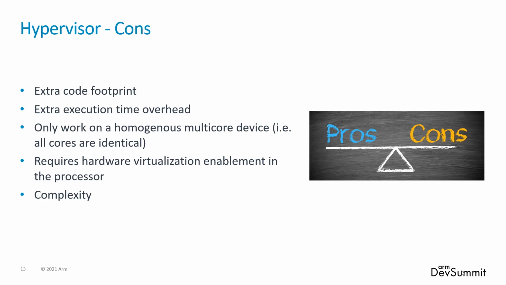To be efficient, it does require hardware virtualization enablement in the processor itself. So with that, there is a little bit more complexity. And when we're talking about complexity, this is where you start thinking about, okay, do I have a pass-through that goes directly to that peripheral, or do I have a virtual driver, a virtual UART or other things that I have to go through? What about sharing? All those other things. So there is a layer of complexity that can come into play with a hypervisor.